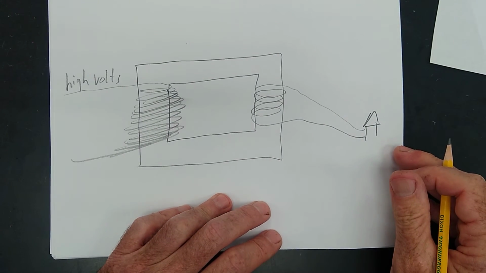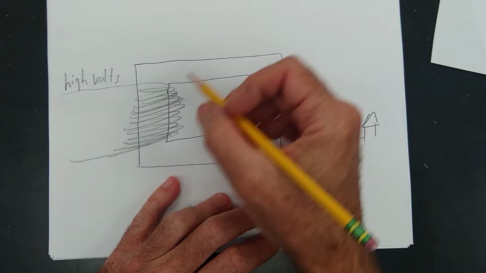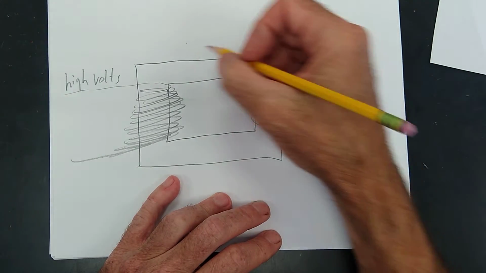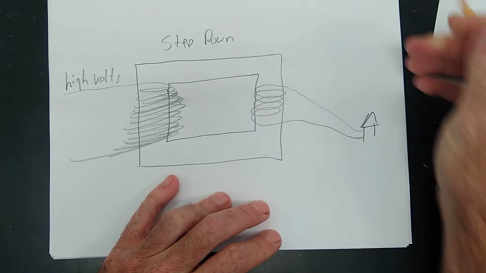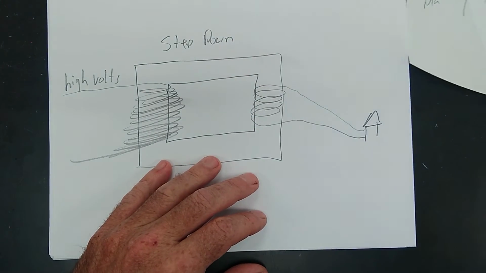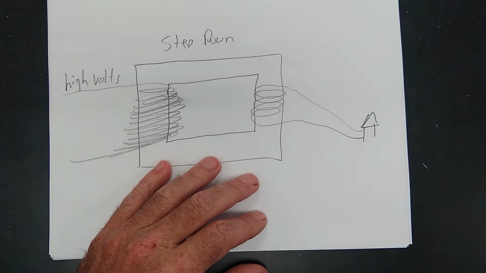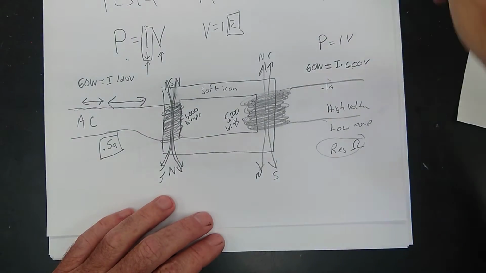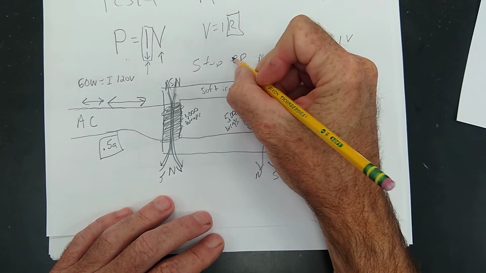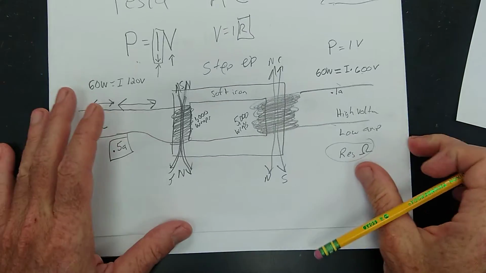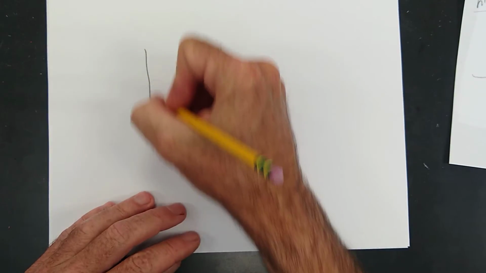This was Tesla's genius idea. When the voltage goes down, that's called a step-down transformer. When the voltage goes up, like this, that's called a step-up transformer. All right, let me give you one problem, then we're going to be done with this transformer talk.